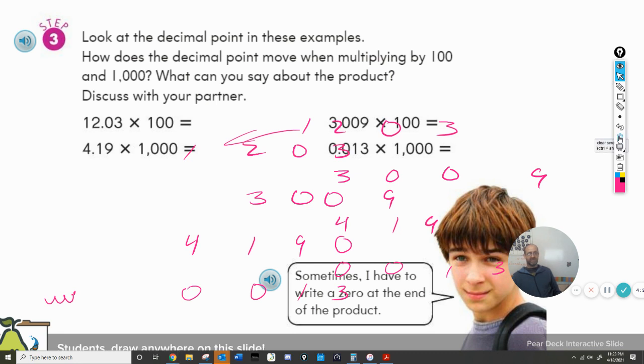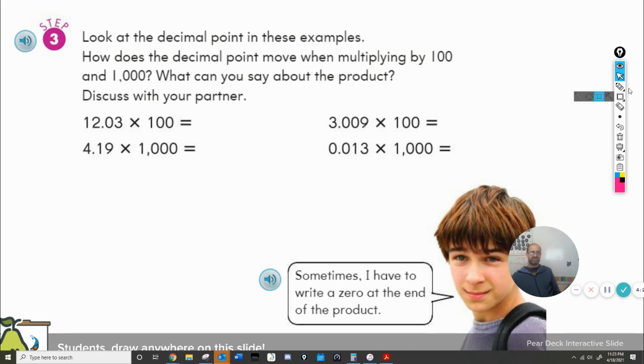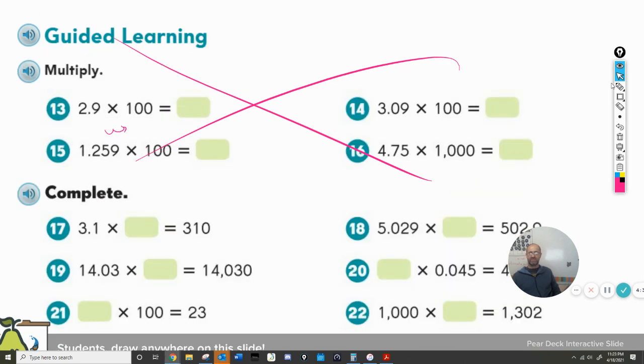Okay, so this is the same thing we're talking about. What happens to the decimal? I'm moving this decimal 1, 2 places. Oh, these are the problems we just did. Stop wasting my time. We did those. We did those. Yes, sometimes you have to write a 0 at the end of the product. Okay.